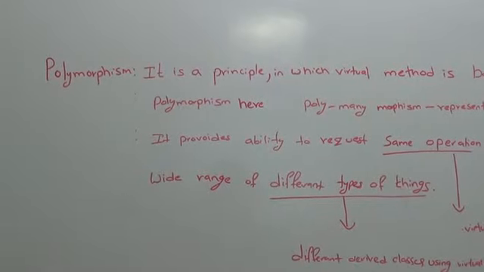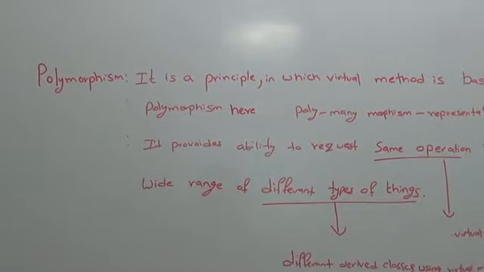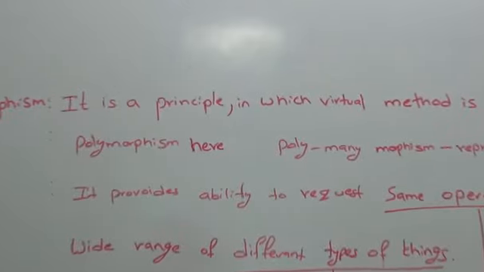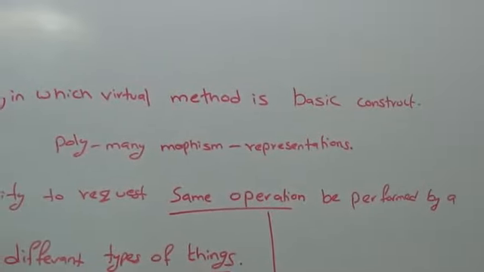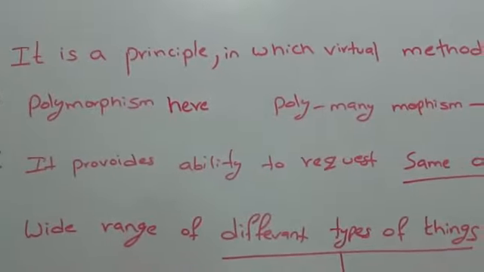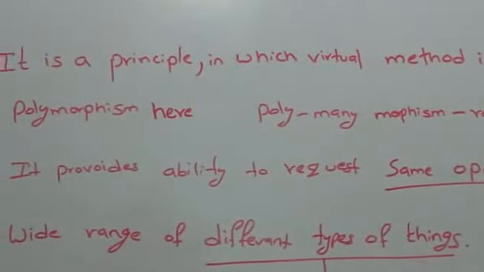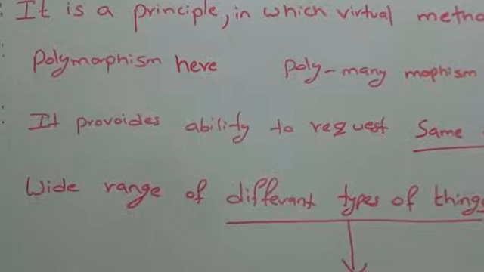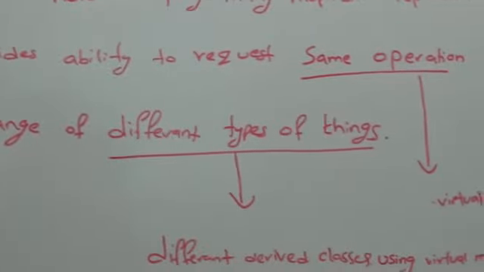Now we are going to discuss polymorphism. Polymorphism is a principle in which the virtual method is a basic construct. That means using this virtual method we have developed the polymorphism concept. Now let me explain what polymorphism is. Poly means many, morphism means representations. So we can represent one thing in many forms. That means it provides the ability to request the same operation to be performed by a wide range of different things.